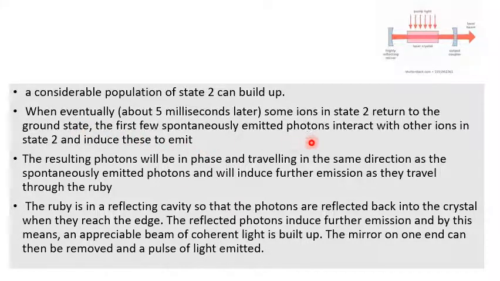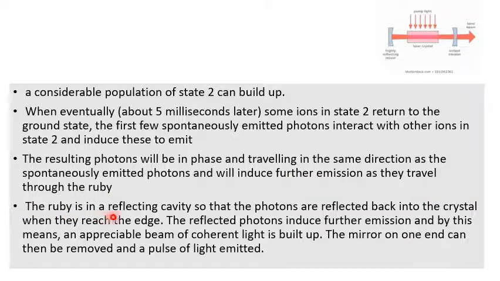The first few spontaneously emitted photons interact with other ions in state 2 and induce these excited ions to emit photons. The resulting photons will be in phase and traveling in the same direction as the spontaneously emitted photon, and will induce further emission as they travel through the ruby.